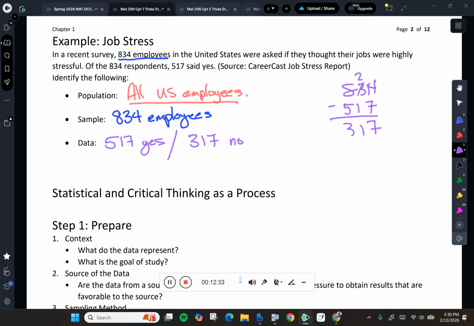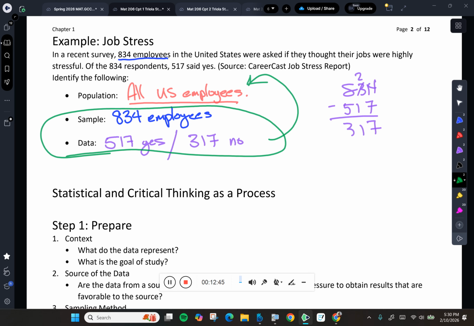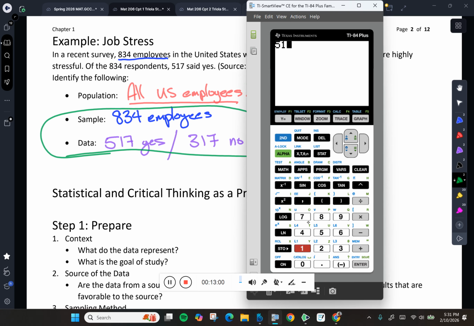So we have a population. That's the people that we want to make inferences about. That's the thing where in the end I want to go, hey, does this accurately predict that? Can I say that 517 out of 834 said yes? So that means that whatever percent that is, and I'm going to guess that's about 60%. Like 60% of the people think that that's a yes. Let's check that. What's 517 divided by 834? Hey, 62%.